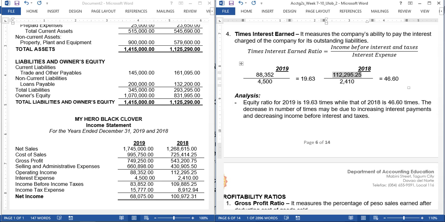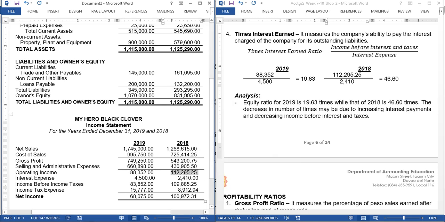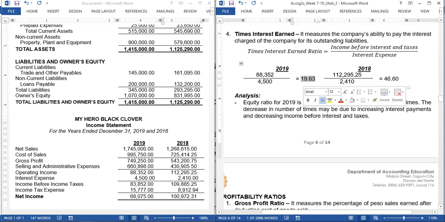Okay, so 88 pala, sorry. 88,352, and then 112,295.25. Divided by 4,45 na interest, so tapad din sila, nasa baba lang, 4,45. And then, 2,410 naman sa 2018. Okay, 2,410. So, nasa 19.60 times for 2019 and 46.60 times for 2018.